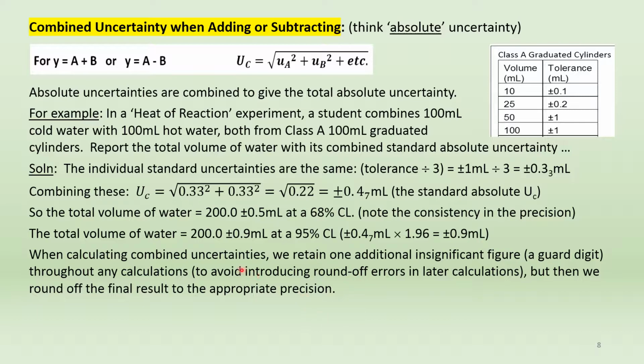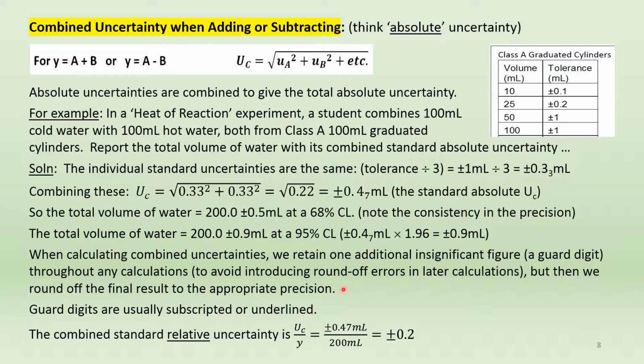So when we're calculating uncertainties, we retain an additional insignificant figure, a guard digit, throughout any calculations to avoid introducing any round-off errors in later calculations, but then we round off the final result to the appropriate precision. Guard digits are usually subscripted or underlined. So the combined relative uncertainty, and I haven't talked about this, but let's introduce it here. The standard relative uncertainty would simply be the absolute uncertainty, in this case 0.47, divided by the actual value, and gives me plus or minus 0.2.